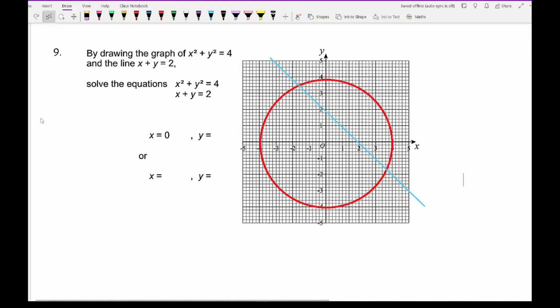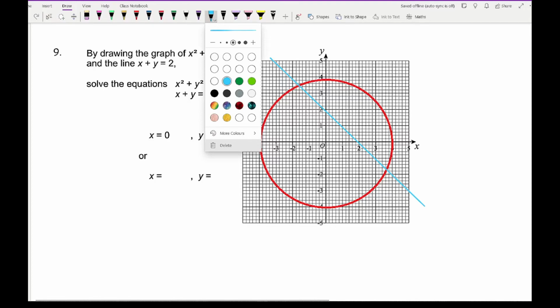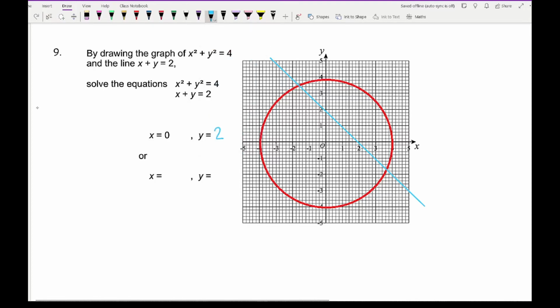Now for this, what it then says is solve the equation. So when x equals 0, y equals 2, and when y equals 0, x equals 2, which is just to help you plot the line. For this, all we then need to do is find the coordinates of where they meet.